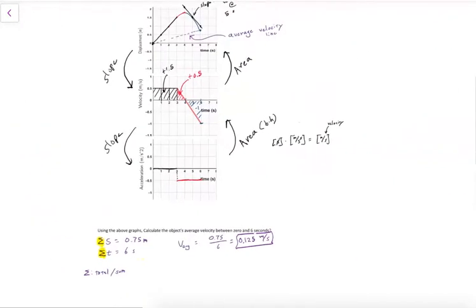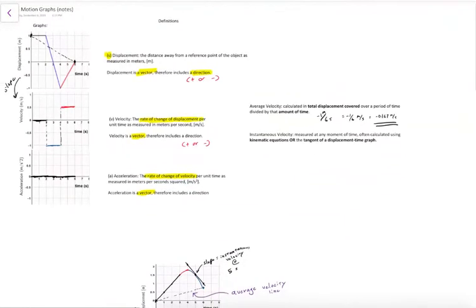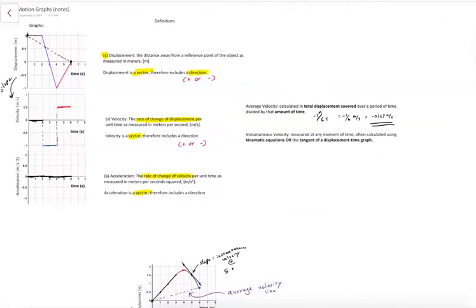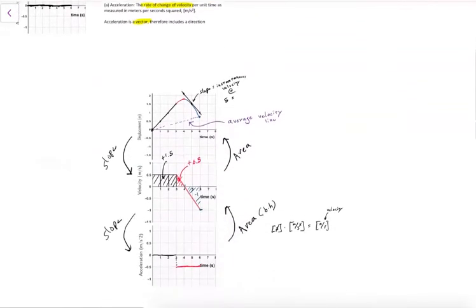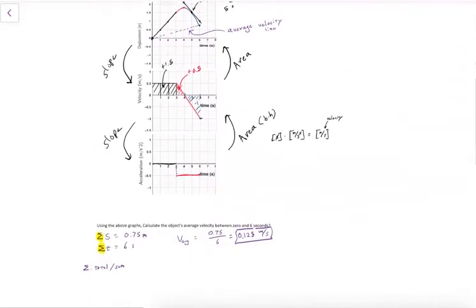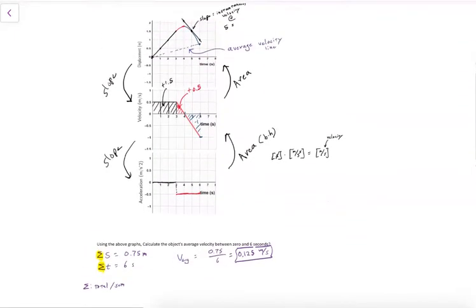So this review of last year's content is just talking about the definitions of displacement, velocity, acceleration, how to translate between graphs, average velocity, instantaneous velocity, knowing that they are vectors and therefore they have positive or negative direction. So we're going to use positive and negative graphs, knowing how to translate between velocity and displacement graphs and velocity to acceleration graphs, and recognizing how to calculate instantaneous versus average velocity.